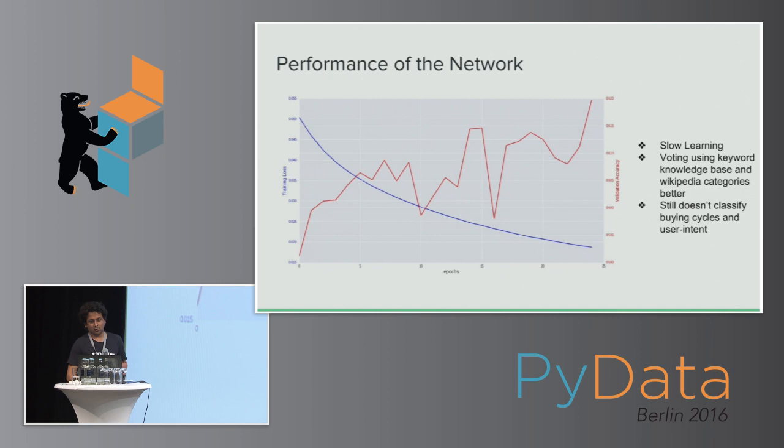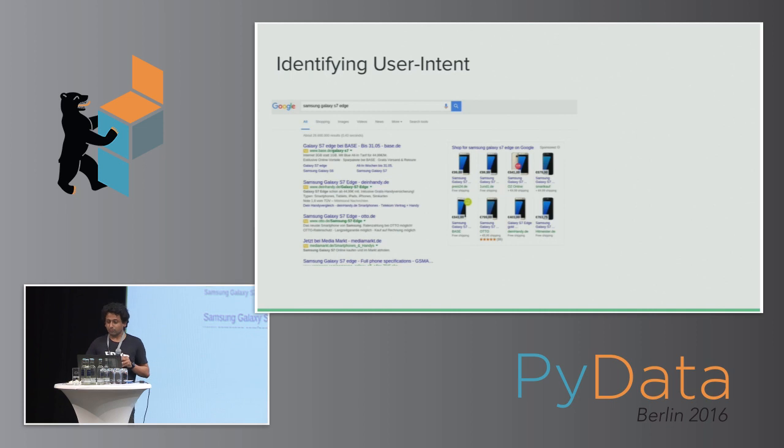And it was also observed that when we are voting using a keyword knowledge base and Wikipedia categories, we do like 2 or 3 votings, and we include the Wikipedia text in that, then it performs much better than LSTMs. So why waste our time on LSTMs? And still, as I said before, there were a number of categories: navigational, transactional, or informational, and still it doesn't classify buying cycles or user intent. And that's what we are looking for. So then we move to identifying the user intent.